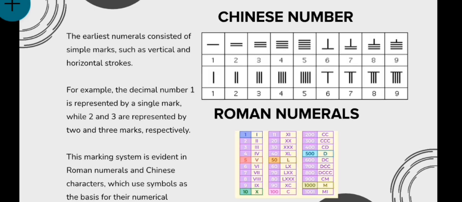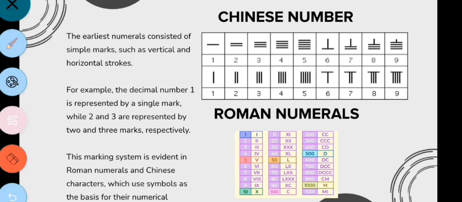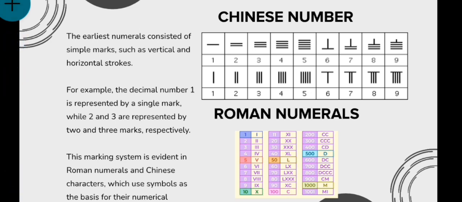So, the earliest numerals consisted of marks such as vertical and horizontal strokes. For example, the decimal number 1 is represented by a single mark. Like, you can see in the Chinese number, the 1 is just a 1 mark, while number 2 and 3 are represented by 2 and 3 marks respectively. Like in the Chinese numeral number, the 3 has 3 marks. This marking system is evident in Roman numerals and Chinese characters, which use symbols as basis for their numerical representations.